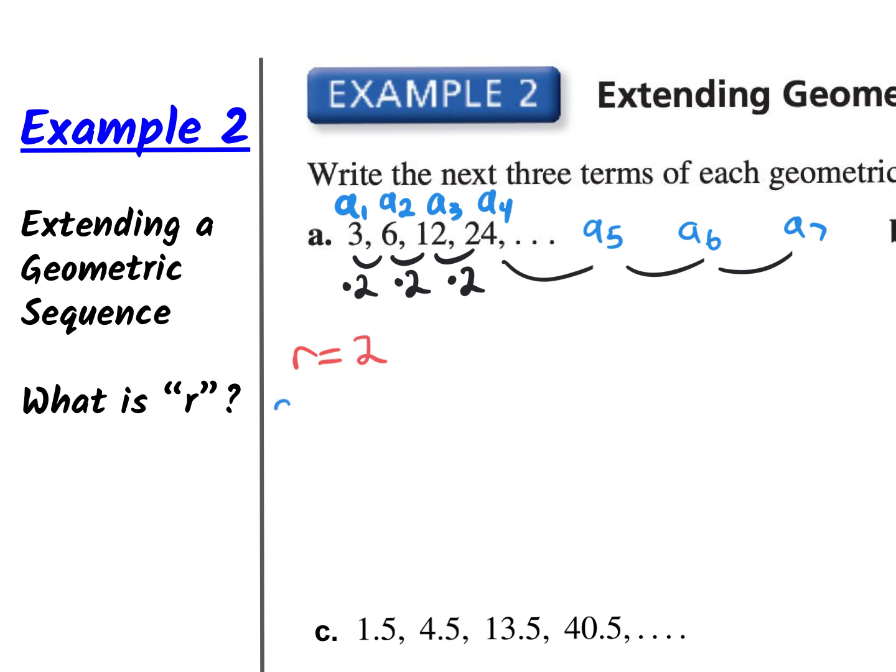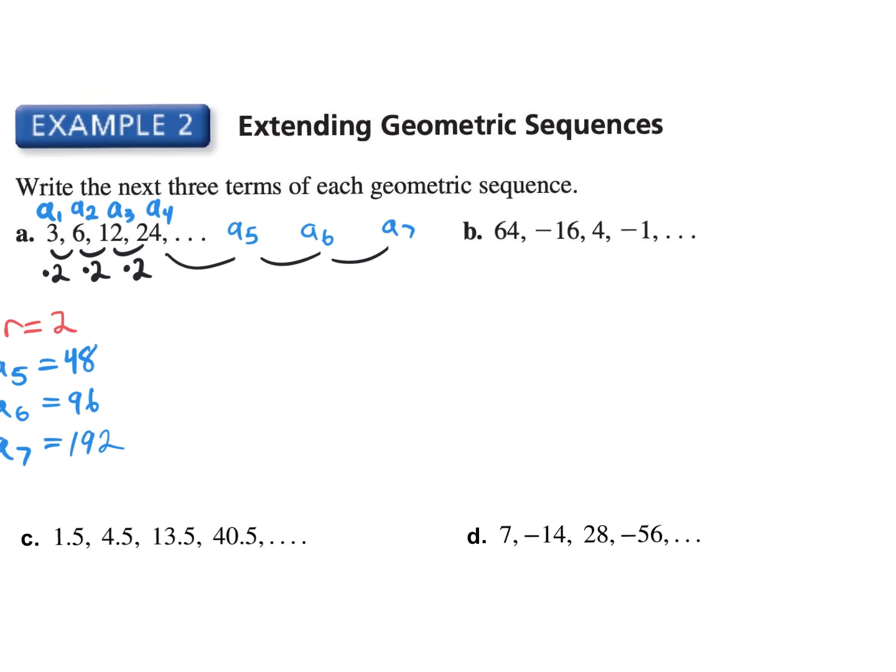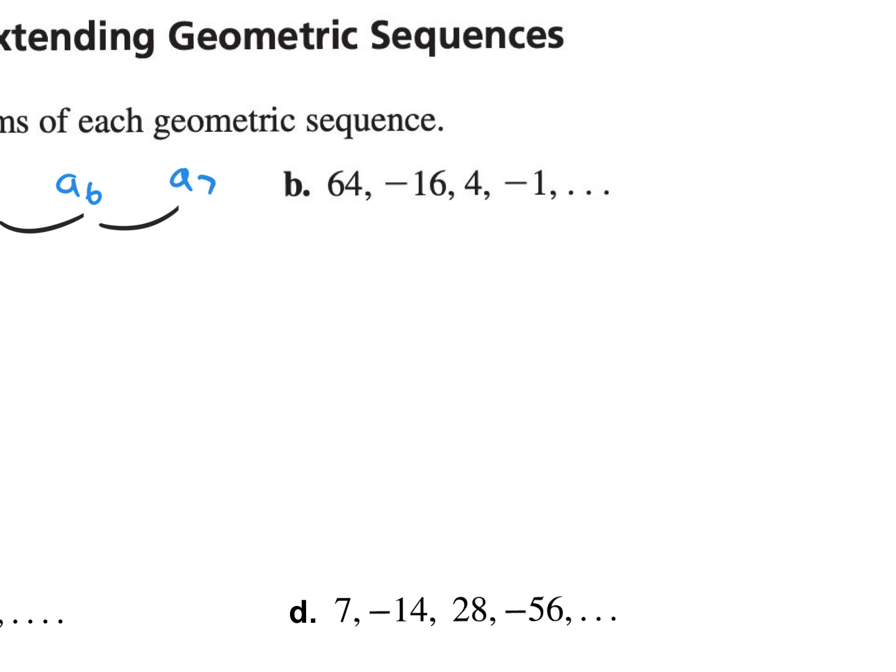It's our common ratio. Our 5th term, we would take 24 and multiply it by 2. Our 6th term would take the 5th term and multiply it by 2, and so on. So 24 times 2 gives us 48. We continue 96 and then 192. And that is how these problems go. If I ask you to write the next 3 terms, you're going to be sure to tell me what R is, and then also tell me what the next 3 terms are.